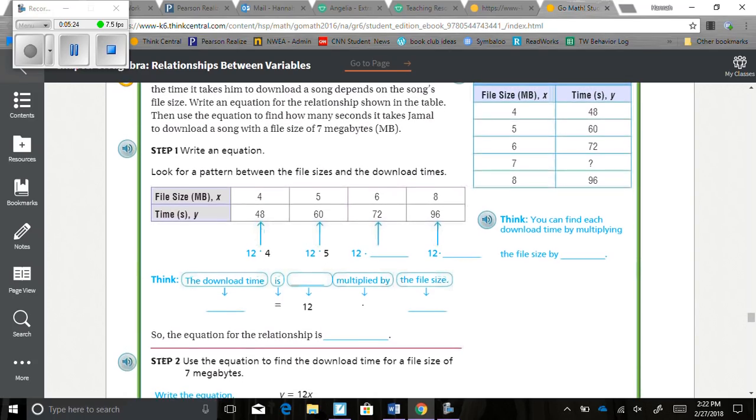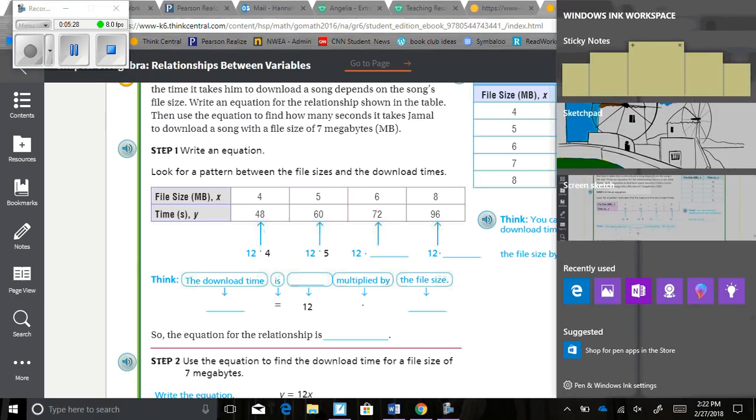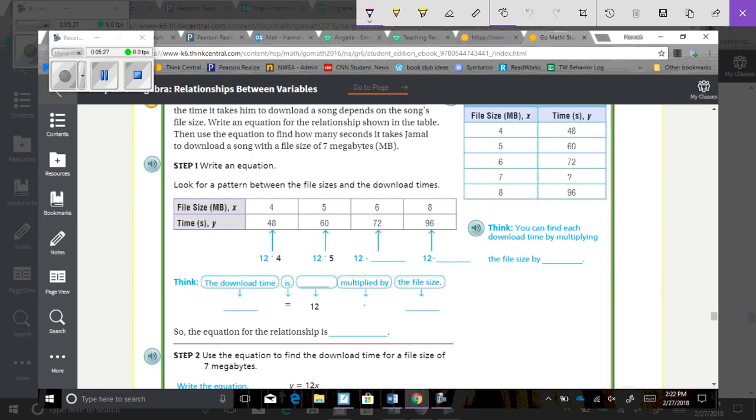I'm going to scroll just a little bit. So look for the pattern between the file sizes and the download times. So they noticed that 12 times 4 is 48. So we've got 4 up at the top here. Well, here, 12 times 5 is 60. 12 times 6 is 72. 12 times 8, they skipped one, 12 times 8 is 96.